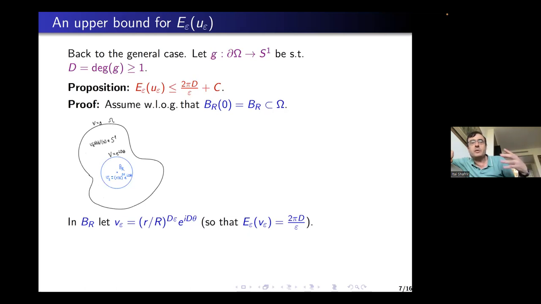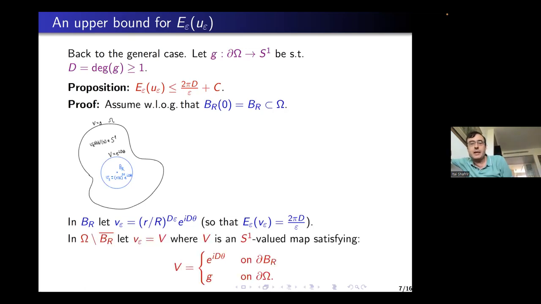And since it's S1-valued, for the energy there is no contribution from the terms penalized with epsilon, because the modulus is equal to one all the time. So it's only the integral of the gradient of v squared on this domain, which is a constant, that enters into the energy. And so for this map that we just constructed, we get this bound, 2 pi d over epsilon plus C. Okay, so of course, this is a legitimate upper bound, but the question is, is it optimal?